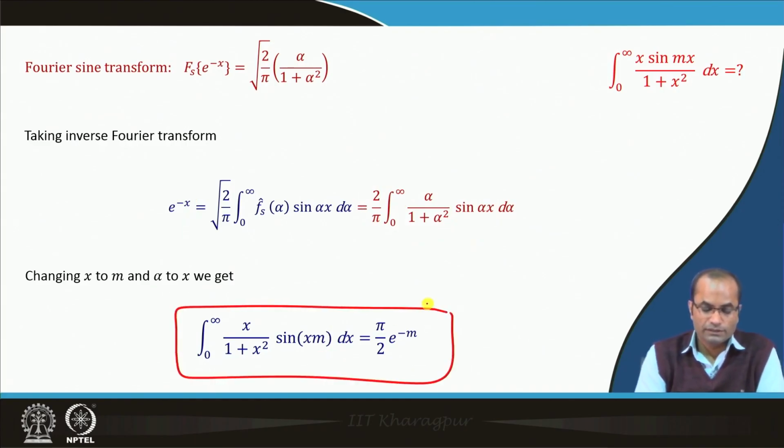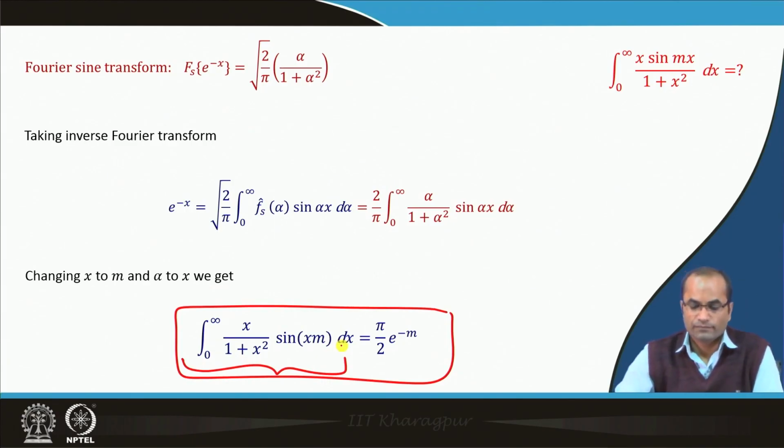So, the value of this integral x over 1 plus x square sin mx dx is equal to pi by 2 e power minus m.